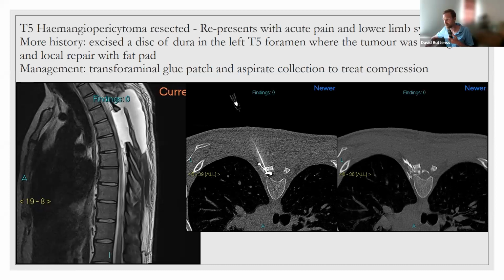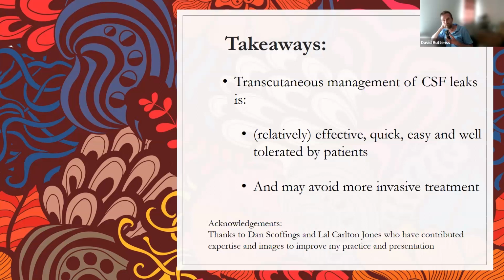So, takeaways: transcutaneous management of CSF leaks, particularly spinal spontaneous CSF leaks, seems to be pretty effective. It is certainly pretty quick, easy, and very well tolerated by patients. It may well avoid more invasive treatments. And what it certainly doesn't do is prevent you from going on to a more invasive treatment if it doesn't work. So it's probably going to be a good idea to start off there.